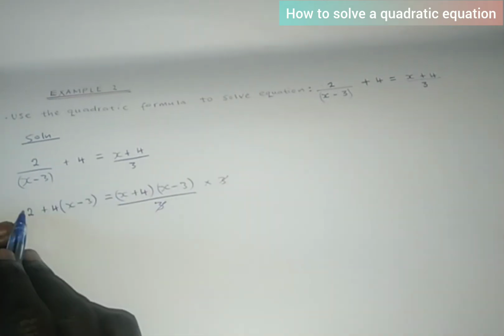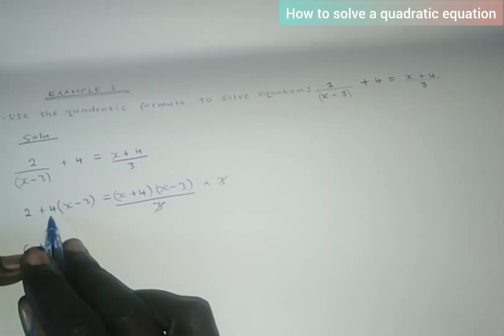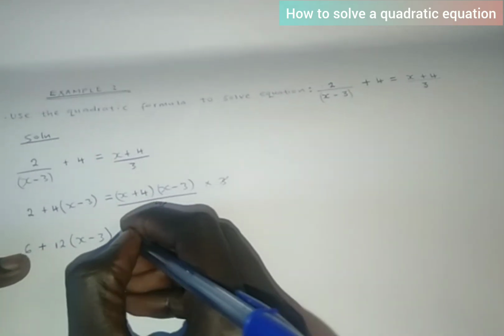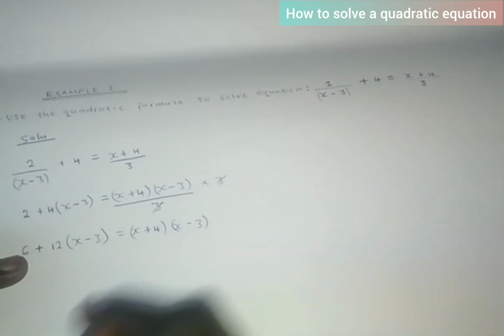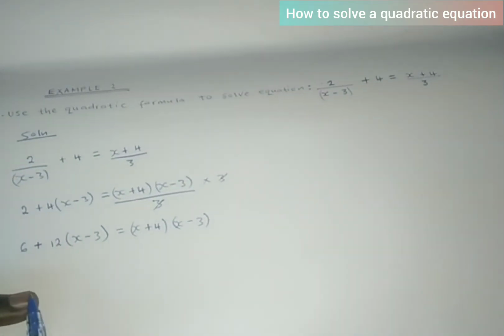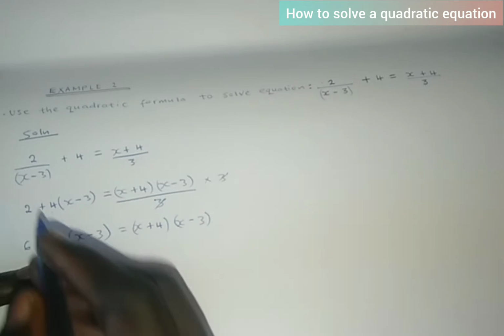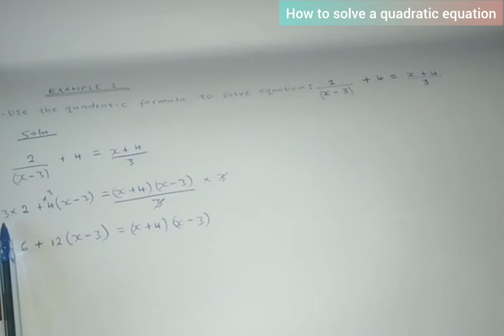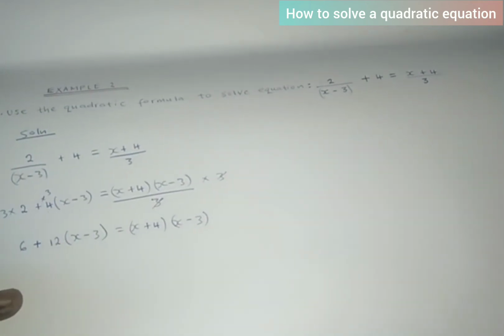On this side we'll have 2 times 3, which is 6, plus 12 into x minus 3 is equals to x plus 4 times x minus 3. If you are confused where did we get 12, it was 3 times 4, because we multiplied here by 3, then here by 3. So 3 times 3 is 6, 3 times 4 is 12. So let me open this bracket.